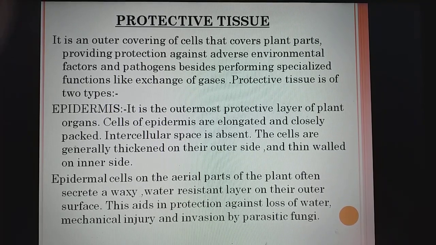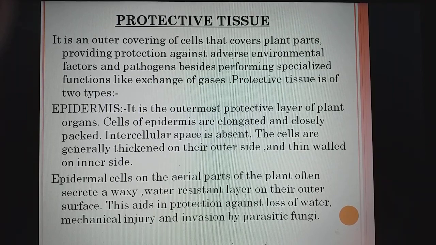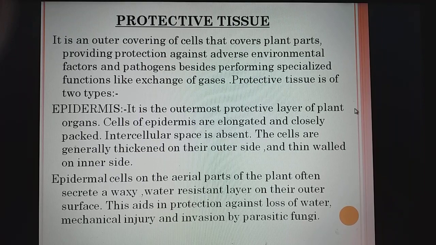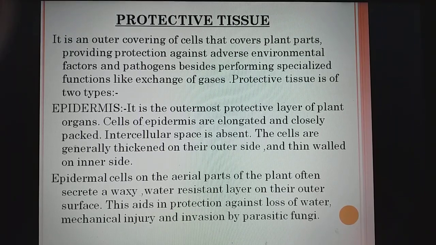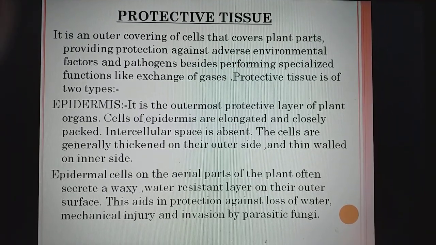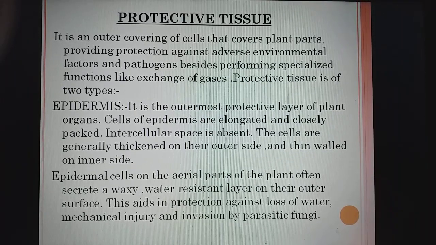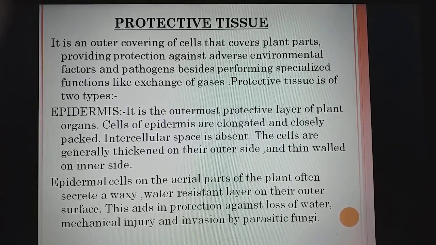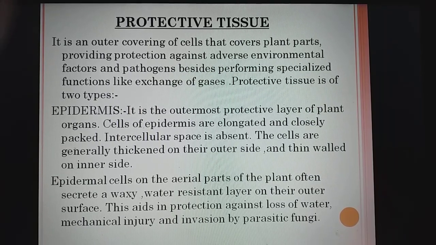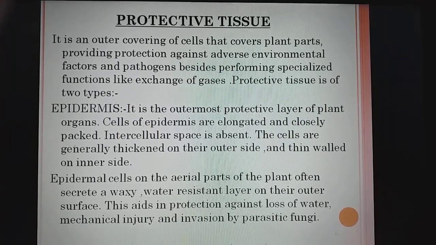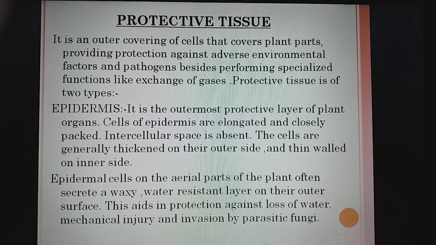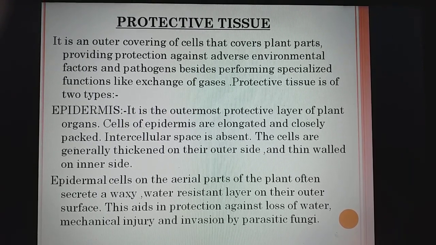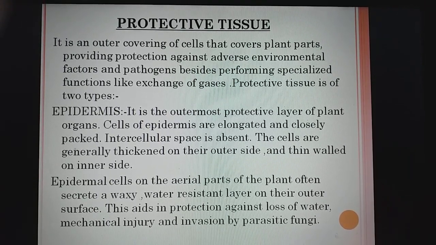As the name suggests, protective tissue means this tissue protects the plant. So it is an outer covering of cells that covers plant parts, providing protection against adverse environmental factors and pathogens. Pathogen means, do you know? Pathogen means the bacteria or the viruses which cause disease in the plants. Besides this, it also performs specialized functions like exchange of gases.